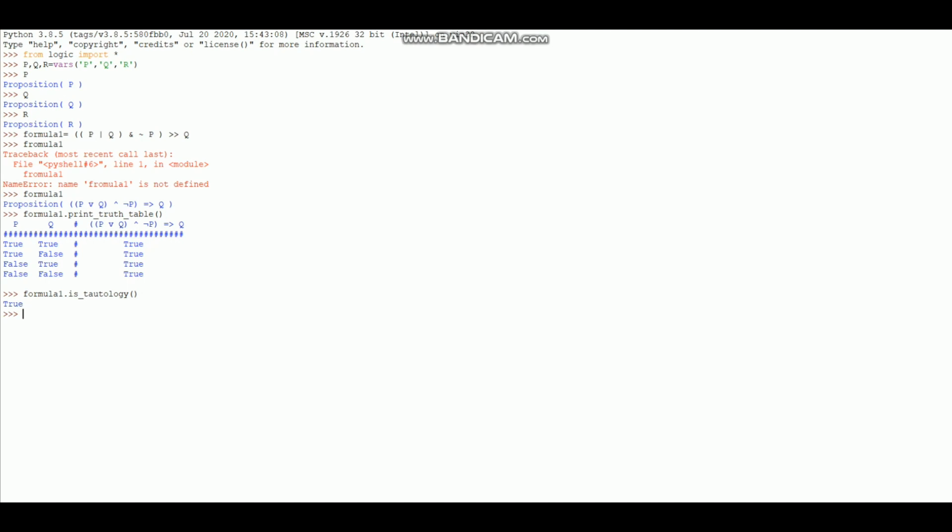Now we will take a couple of formulas. Formula 2 equals P and Q implies R, and formula 3 equals P implies Q implies R.